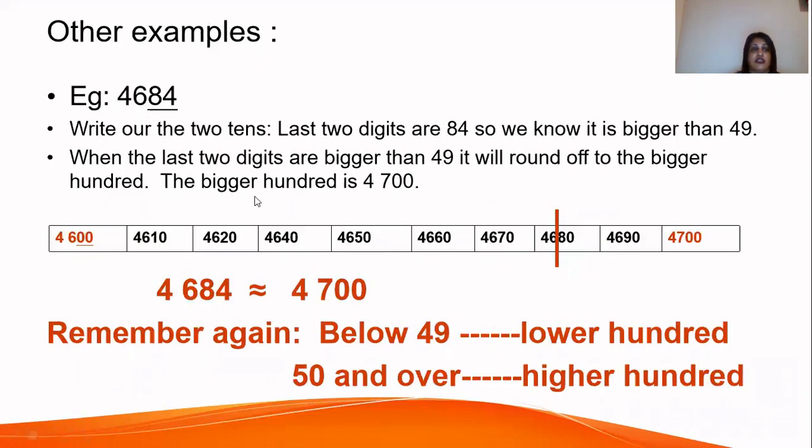Now let's look at other examples. 4,684. What's the last two digits? 84. 84 is greater than 49. We can see that. So I'm going to round up or down. I'm definitely going to round up because it's greater than 49.